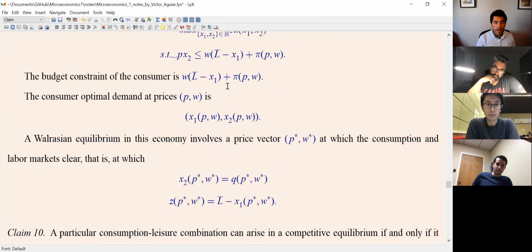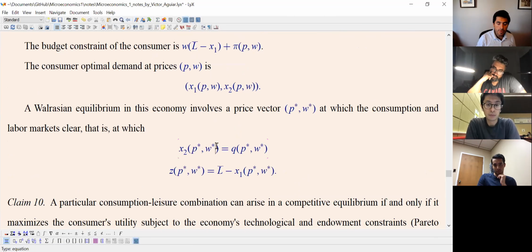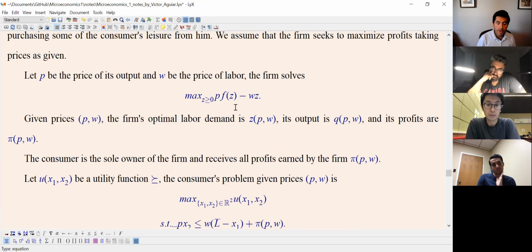While this decentralized problem only needs to know preferences in the first problem, and in the second problem, you only need to know your technology. So prices allow us to break the problem into two separate problems that use less information, okay?